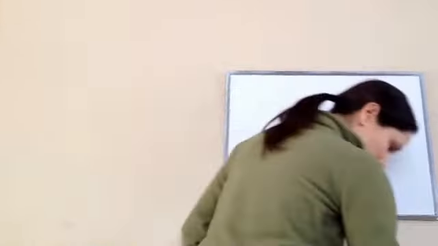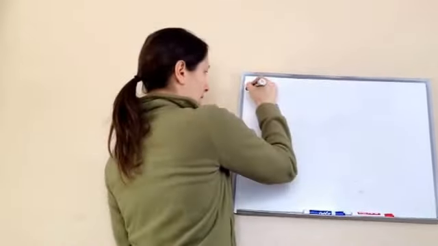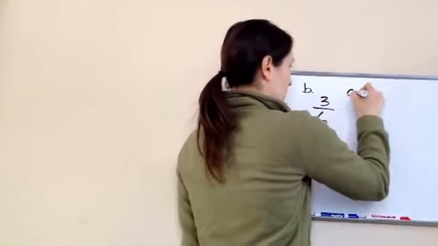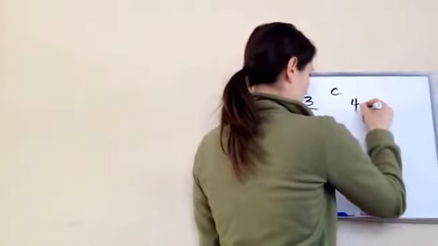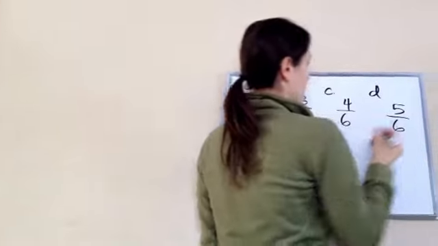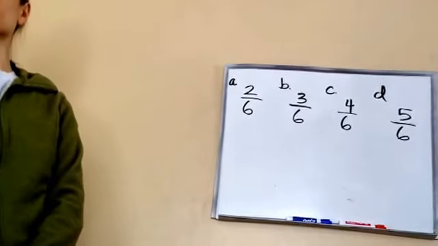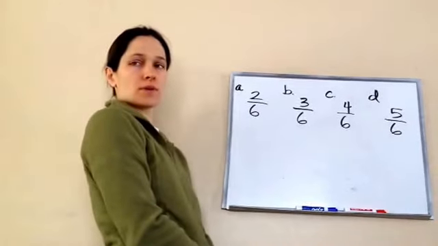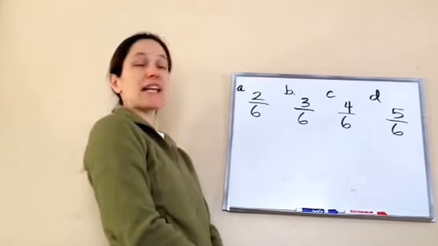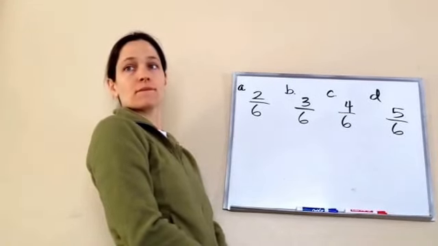All right, let's answer this question. A, B, C, and D are fractions. Which of these fractions, A, B, C, or D, will not reduce? Will not go any lower in numbers? D. Very good. Why? Because 6/6 will just be one whole, and it can't go any higher.